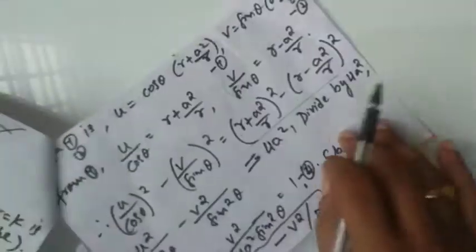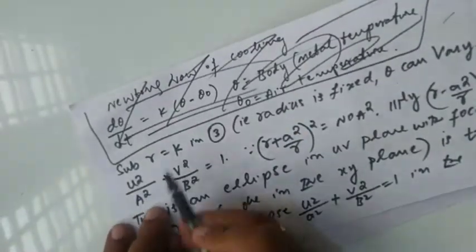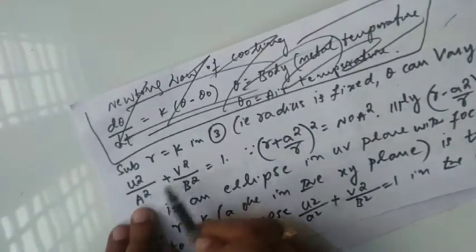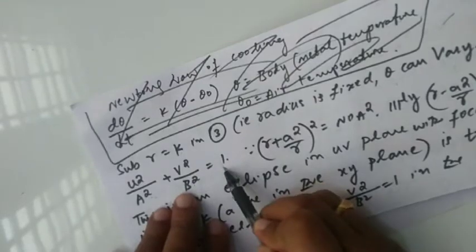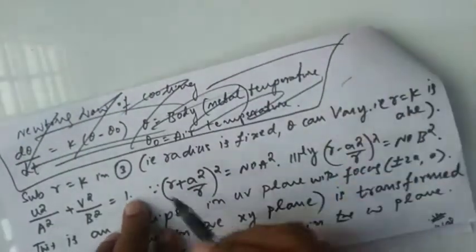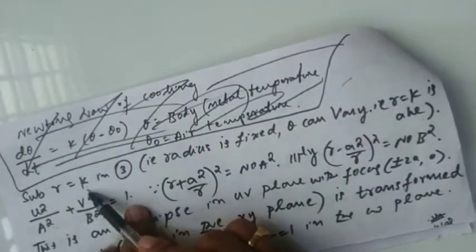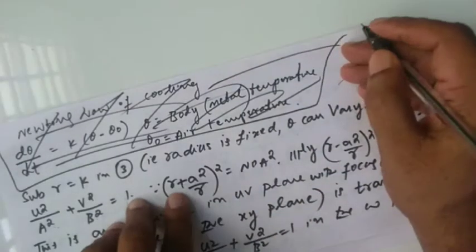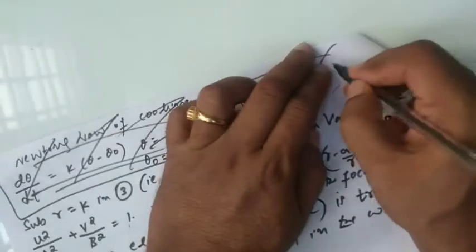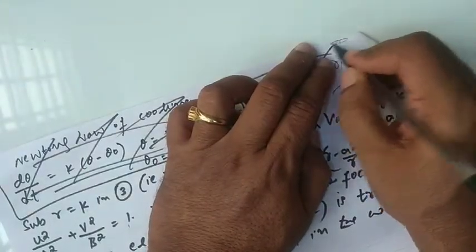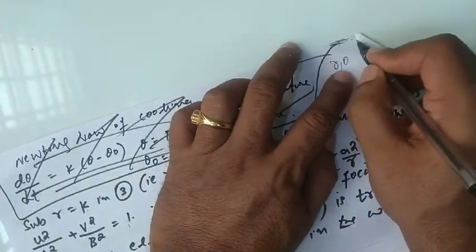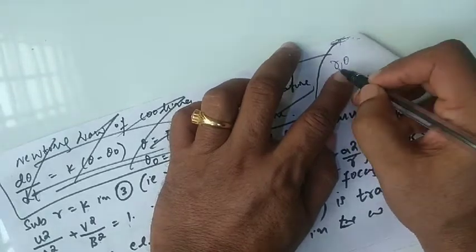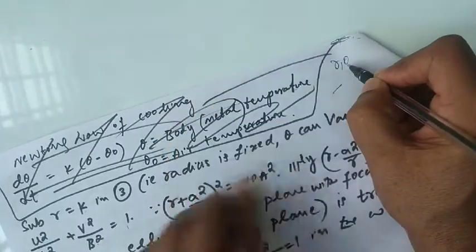That is what I have written here. So when R is equal to k, the expression becomes u squared by a squared plus v squared by b squared is equal to 1. Let us understand what R is equal to k means. What are the variables? In the xy plane, x and y are the variables. In the r theta plane, what are the variables? R and theta. Now I am taking R is equal to k.